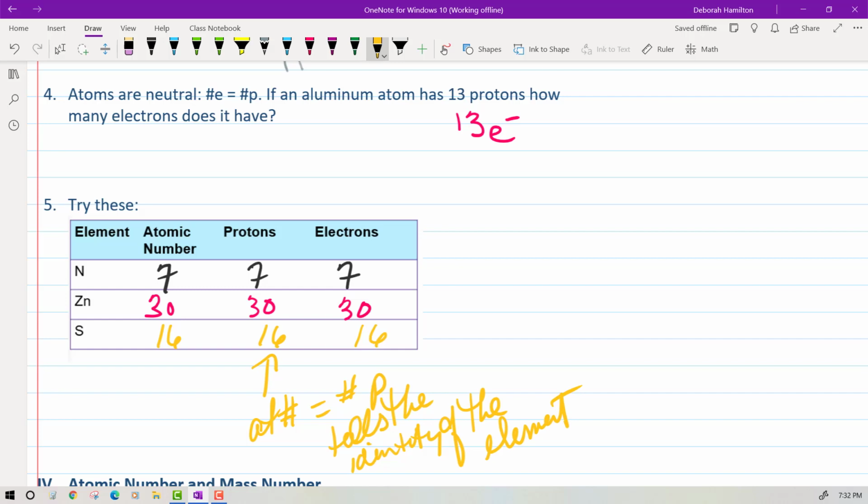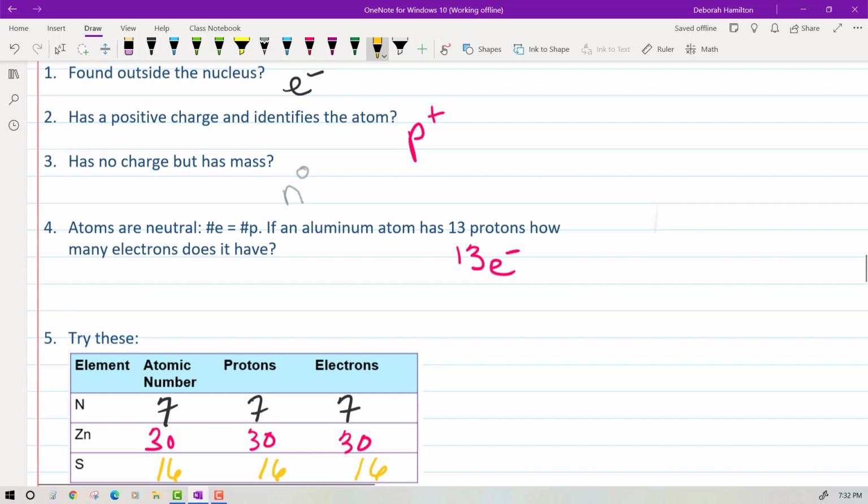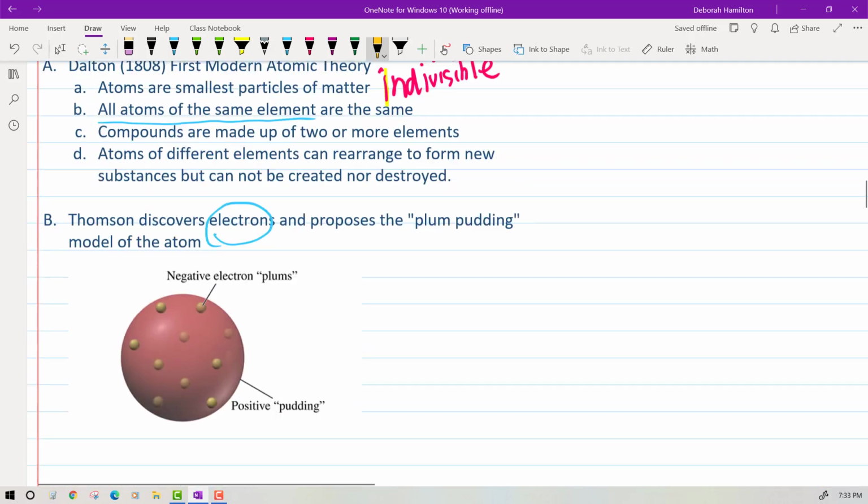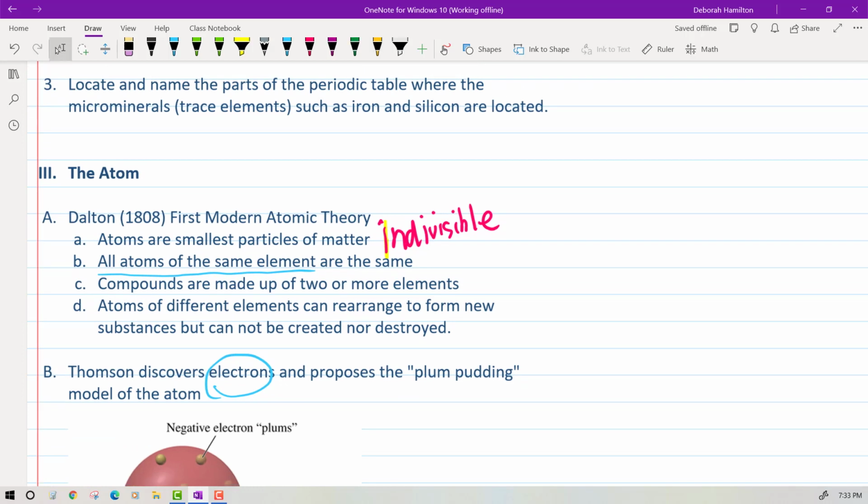So we have gone from Dalton's atomic theory. Let me scroll back up so we can take a look at that theory one more time before we wrap it up. Are atoms indivisible today? No, they are not, because we know about protons, neutrons, and electrons. So that part of Dalton's theory has changed. Atoms of the same element are the same. Atoms of different elements are different. We're going to see in the next video that this also has changed.